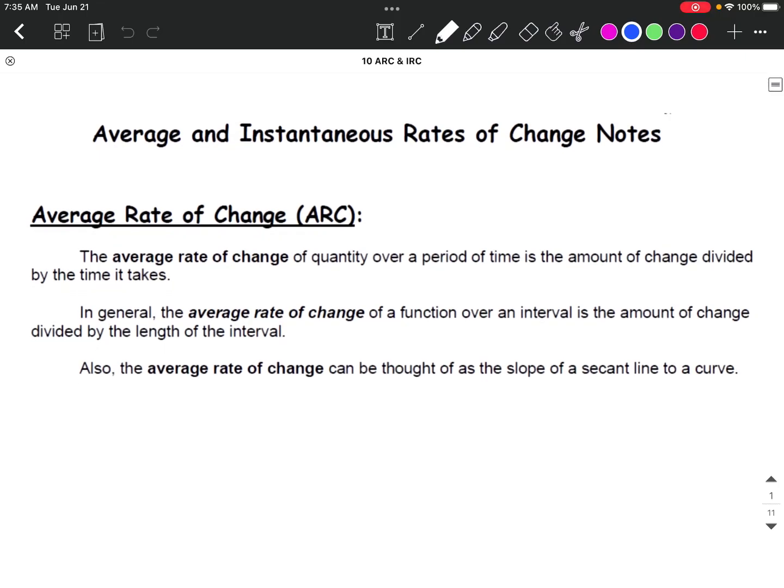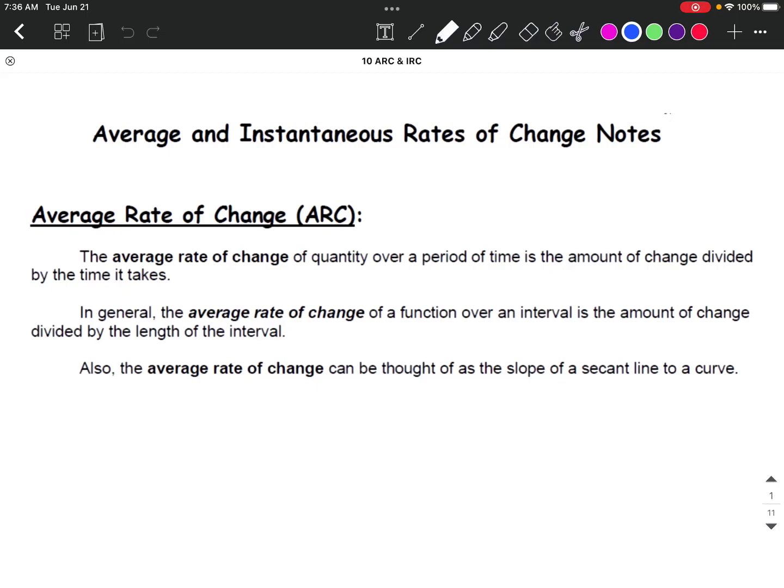Alright, so today we're here to talk about average and instantaneous rates of change. So the average rate of change of a quantity over a period of time is the amount of change divided by the time it takes. In general, the average rate of change of a function over an interval is the amount of change divided by the length of the interval.